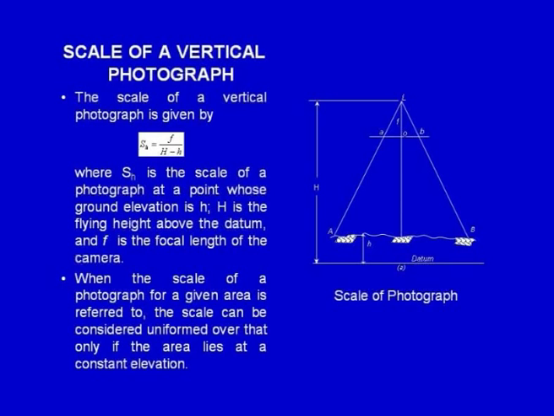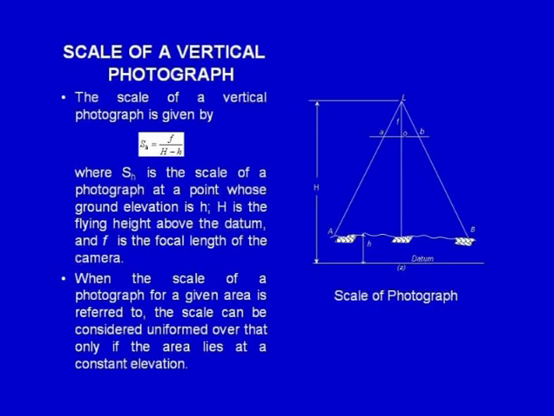When we look at a single photograph which is being substituted as a map, then we need to determine what is the scale. So, let us look at the scale of a vertical photograph. The diagram adjoining shows the schematic layout of how the scale of a photograph is determined. In this particular diagram, the point where the camera is located in the air is designated by L, and this is what we will call the camera exposure station from where the photograph has been taken.